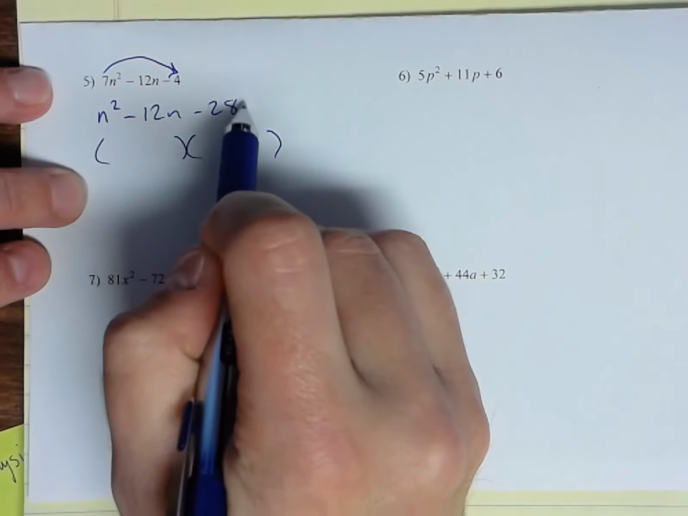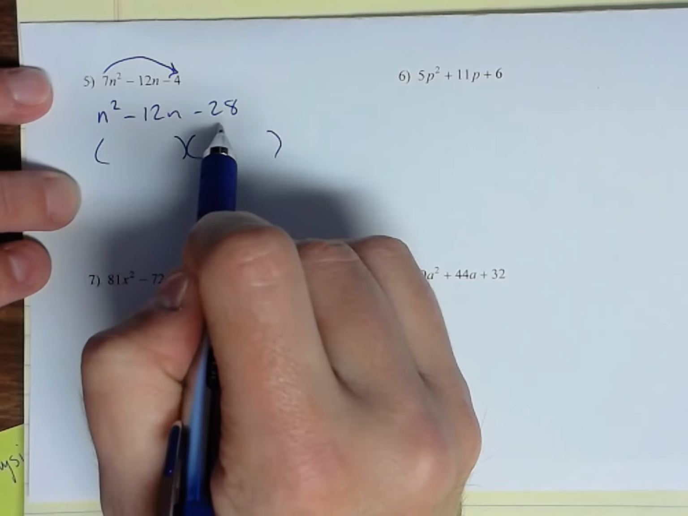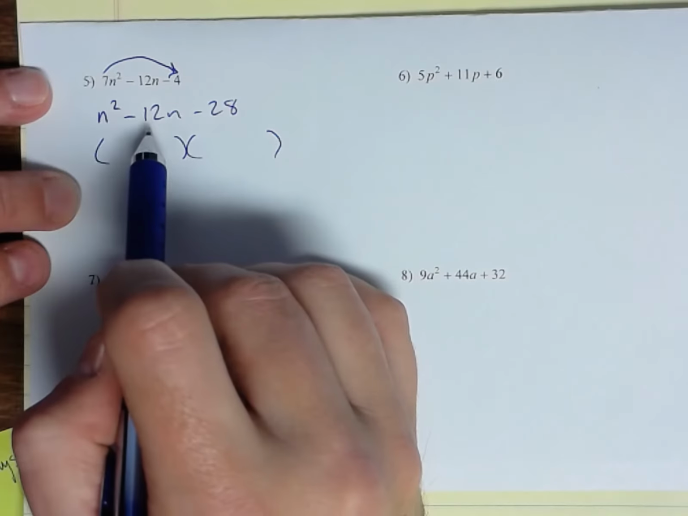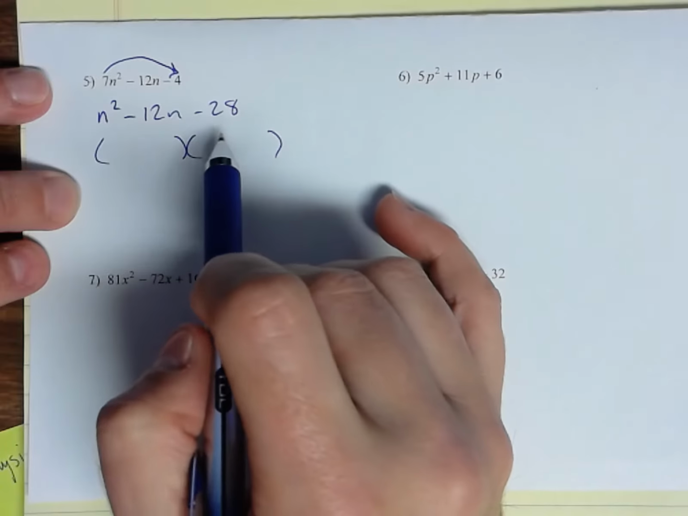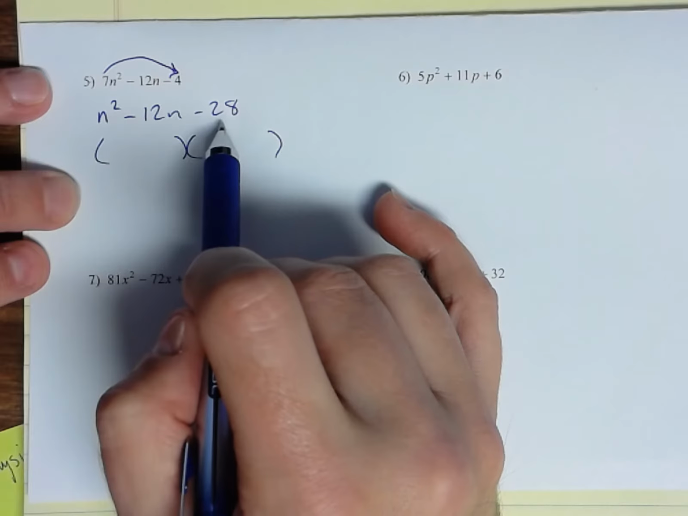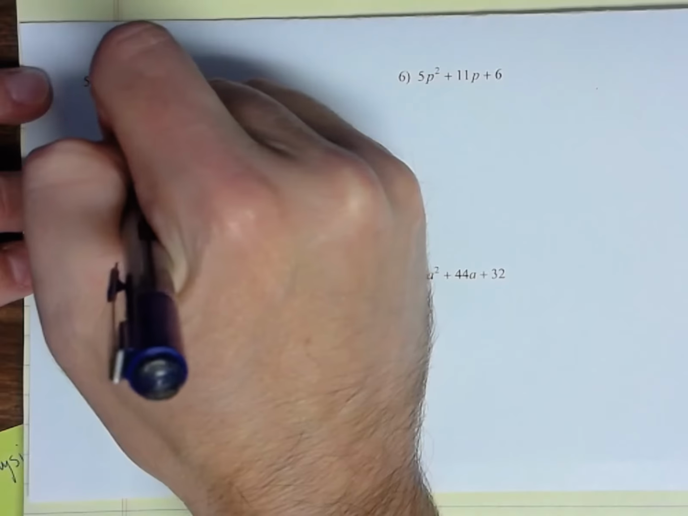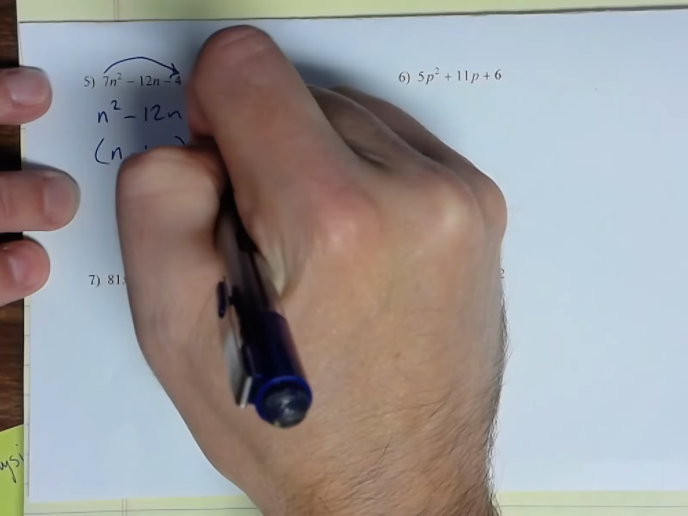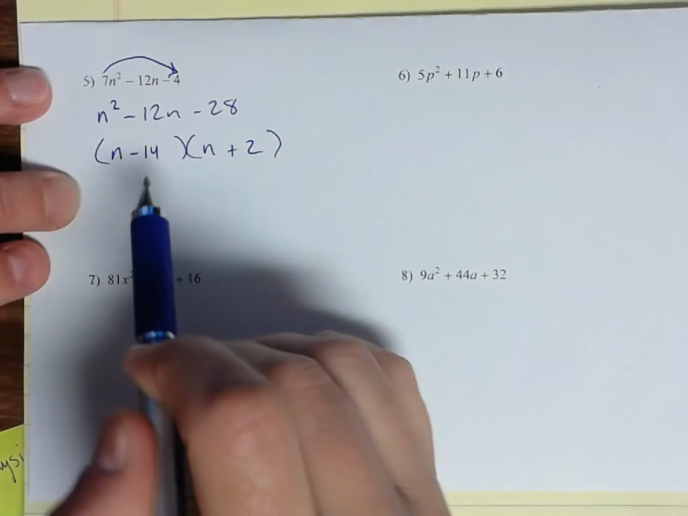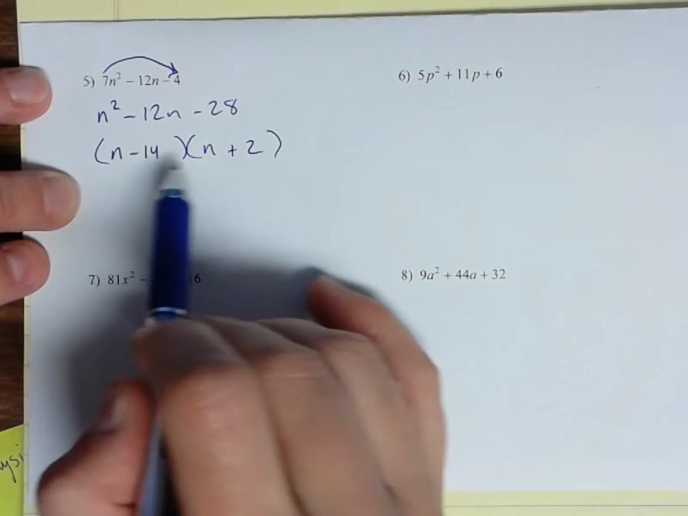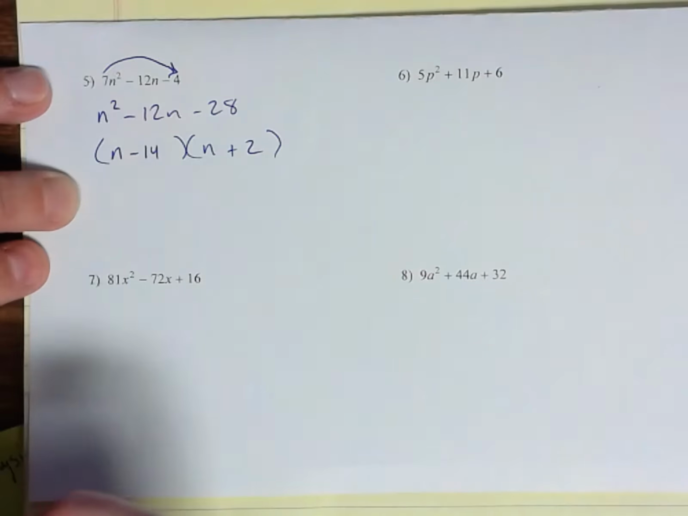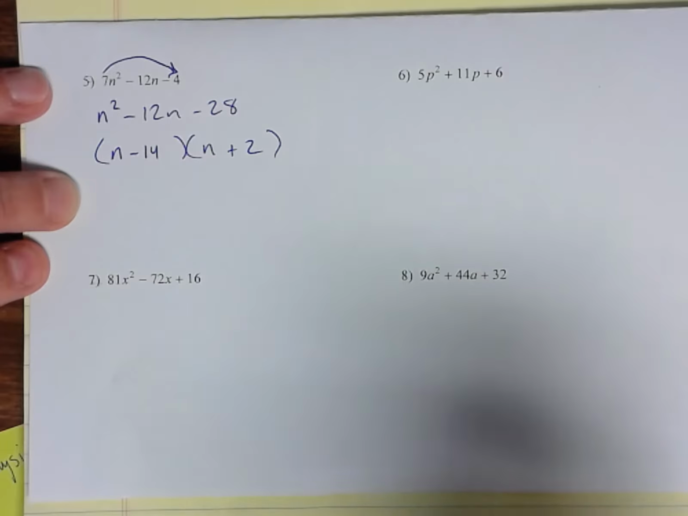So I want two numbers that multiply to make negative 28 that also add to make negative 12. Okay, let's see what we've got. So 14 and 2 I think is going to work for us. So how about n minus 14, n plus 2? So negative 14 times 2, that's negative 28. Negative 14 plus 2, that's negative 12. All right, but we're not done.